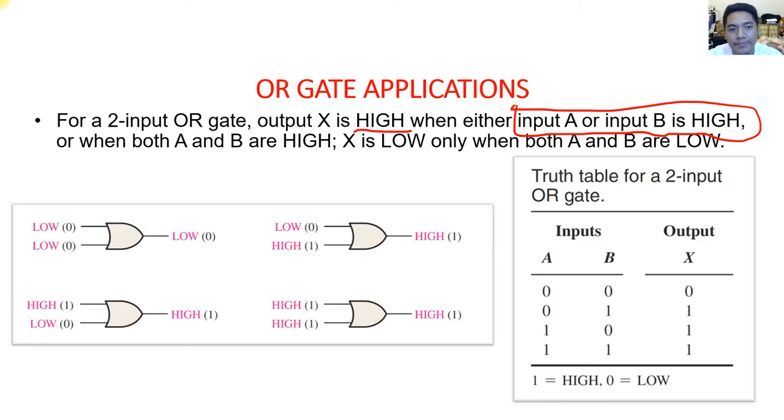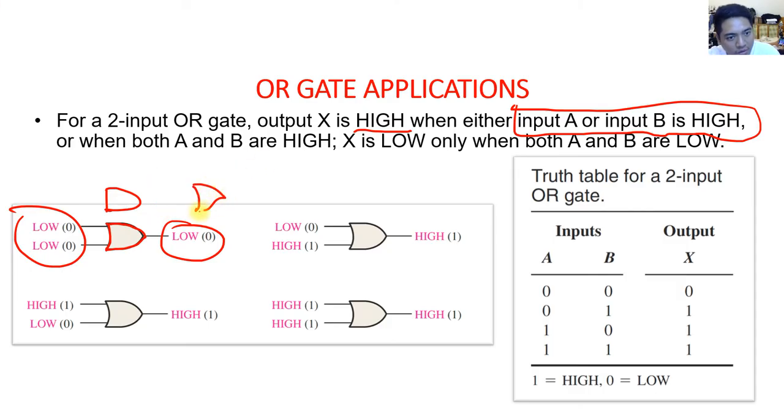The only time that the output for an OR gate will be low is if you have both inputs low. Otherwise, it's high. So let's take a look at the truth table, and of course the symbol of the OR gate is this. It differs from the AND gate, which is this, and the OR gate has a twist like that. Just like this.